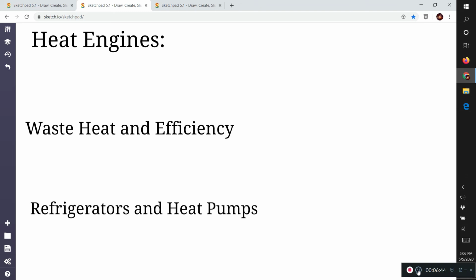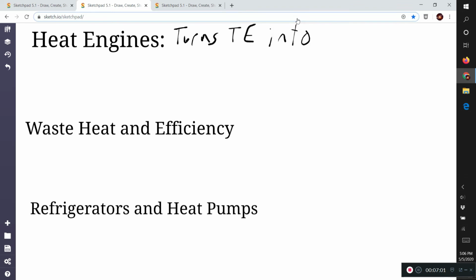Now, one of the things we use the first law of thermodynamics for is something called a heat engine, which you guys learned about when you read about internal combustion engines. A heat engine has the job of turning thermal energy into kinetic energy. So the engine in your car does this. It turns the thermal energy from the explosion of gasoline and air into kinetic energy in the motion of your wheels.